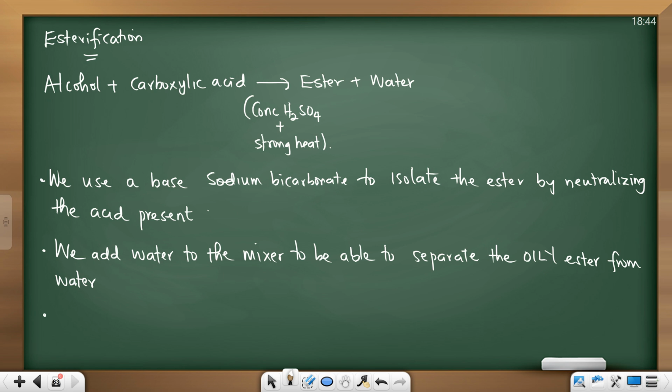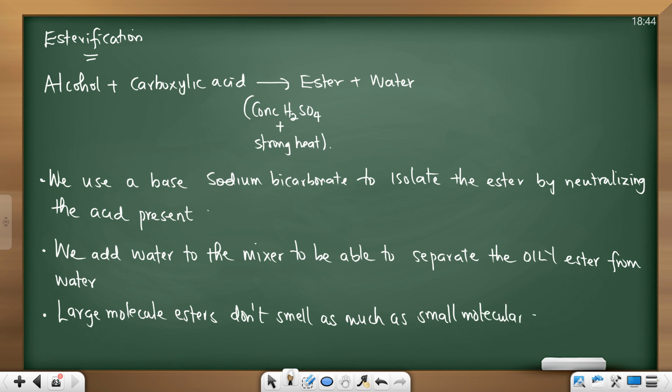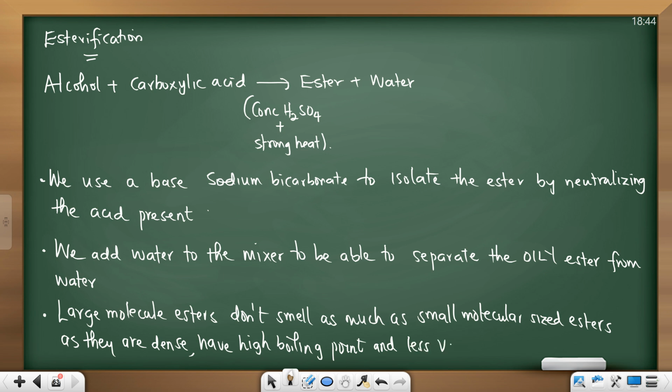Number 3 point that I need you to know. Large molecule esters don't smell as much as small molecular sized esters as they are dense, have high boiling points and less volatile. I am done for the day.